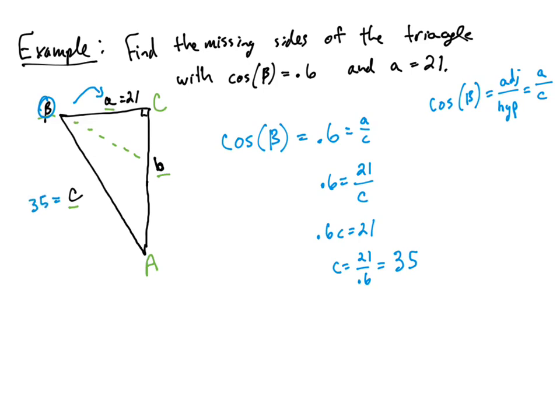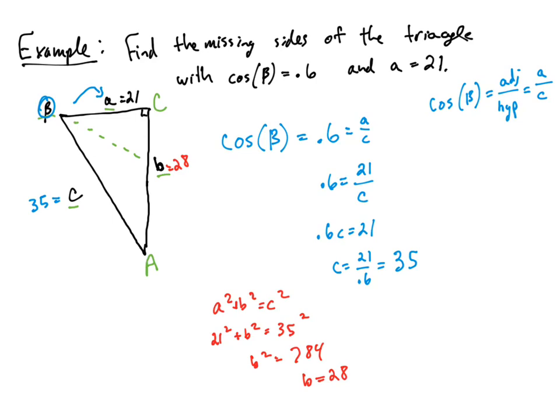Okay, and now that we have two sides, we can use the Pythagorean Theorem. So we're going to say a squared plus b squared is equal to c squared. So 21 squared plus b squared is equal to 35 squared. You're going to need to use a calculator most likely to do this. So we get b squared is equal to 35 squared minus 21 squared, 784, and then take the square root of that, and we get 28. So b is equal to 28. And that's how you do that.